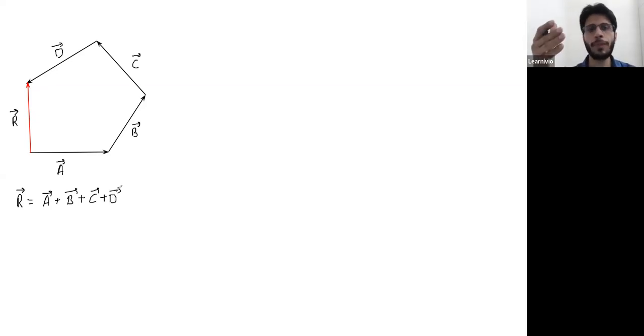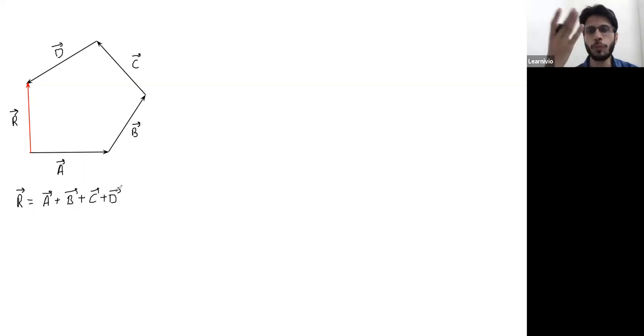Unlike triangle law and parallelogram law, there is not a formula for polygon law. There is not a single formula to calculate the whole magnitude using vectors A, B, C, and D. In parallelogram law, we have a formula for the resultant, root over A square plus B square plus 2AB cos theta. Similarly, in triangle law we have this formula. But in polygon law, we don't have a formula like A square, B square, C square, D square. There's not a single formula.